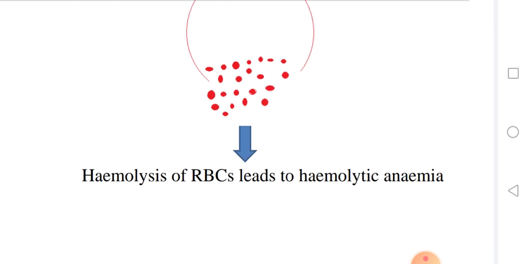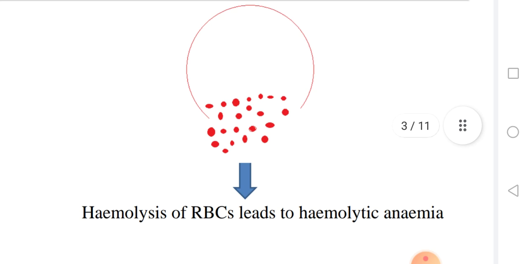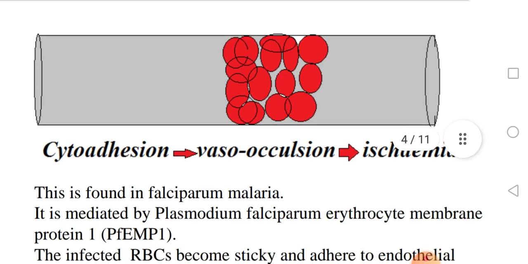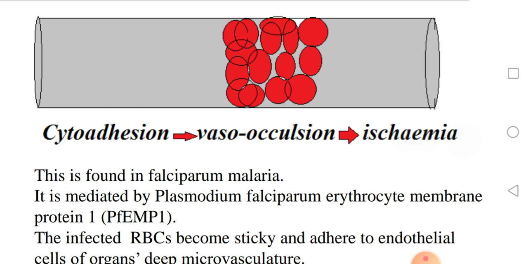There will be hemolysis of red blood cells, infected and uninfected. This leads to hemolytic anemia. Cytoadhesion of the red blood cells will lead to vasoocclusion, ending up in tissue and organ ischemia. This is found in falciparum malaria. It is mediated by Plasmodium falciparum erythrocyte membrane protein 1.